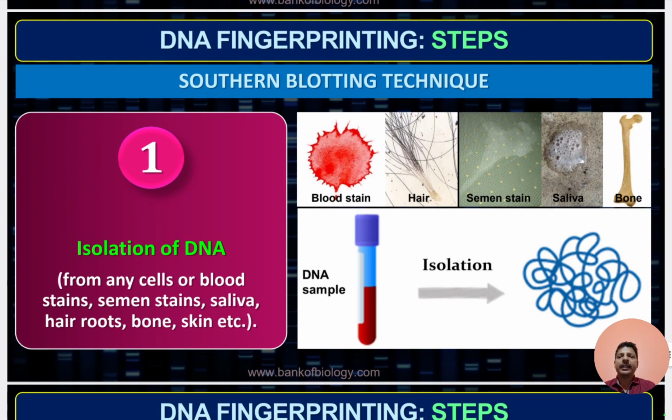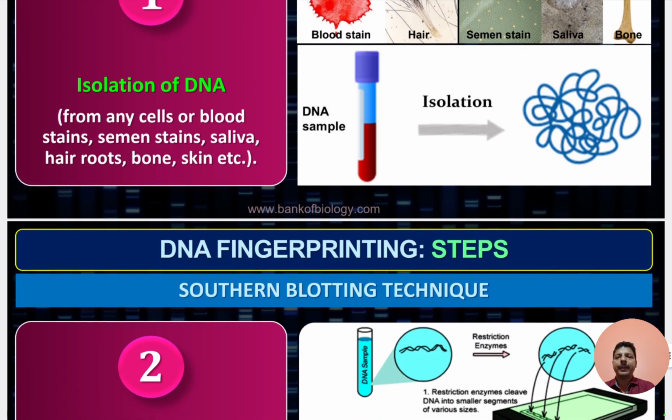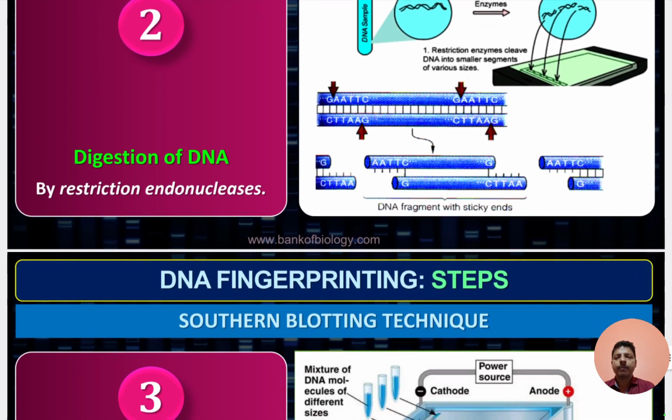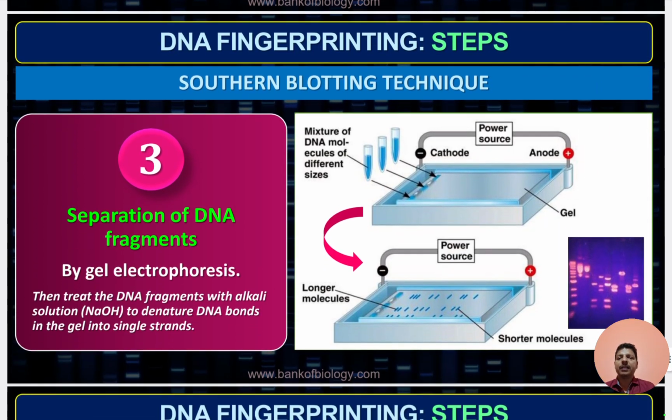Now, the Southern blotting technique. First, isolation of DNA from any cell, such as blood stain, semen stain, saliva, hair root, bones, skin, etc. The DNA sample can be collected and isolated. Second, digestion of DNA by restriction endonuclease. Third is the separation of DNA fragments by gel electrophoresis. Then treat the DNA fragments with alkali solution, NaOH, to denature the DNA into single strands in the gel.